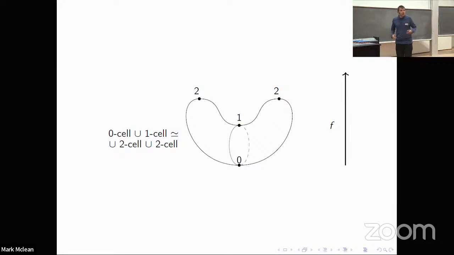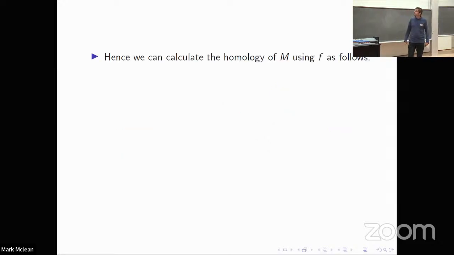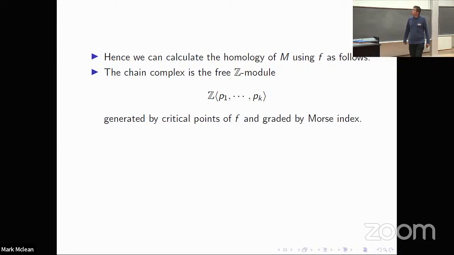Okay, and I want to compute, say, the homology of M. If I have a Morse function and it describes a cellular decomposition, then I can compute cellular homology. I want to translate the usual definition of cellular homology into this setup of Morse functions and gradient flow lines. So let's compute the homology of our manifold M. The chain complex for Morse homology is the free Z module generated by the critical points, and it's graded by the index of those critical points.